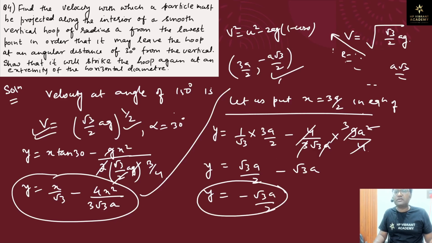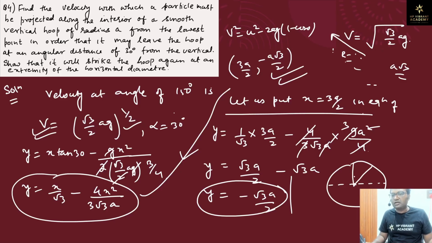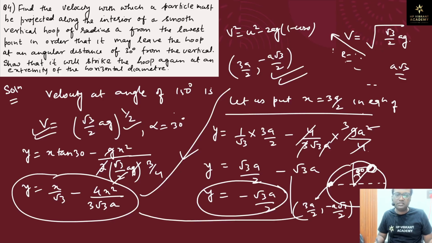This is the same as the y coordinate. This means this coordinate is satisfying the equation of trajectory. This means the particle will hit the horizontal diameter at an angle of 30 degrees from the vertical. From here, the particle will leave the surface of the hoop and will hit the horizontal diameter at this particular point, because the coordinate here is 3a upon 2 and minus a root 3 upon 2, and this coordinate is satisfying the equation of trajectory. Okay, so we will discuss further questions in the next lecture. Okay, thank you.